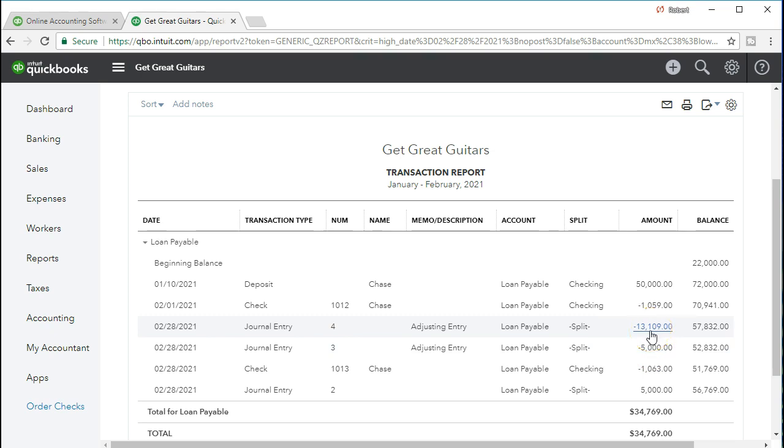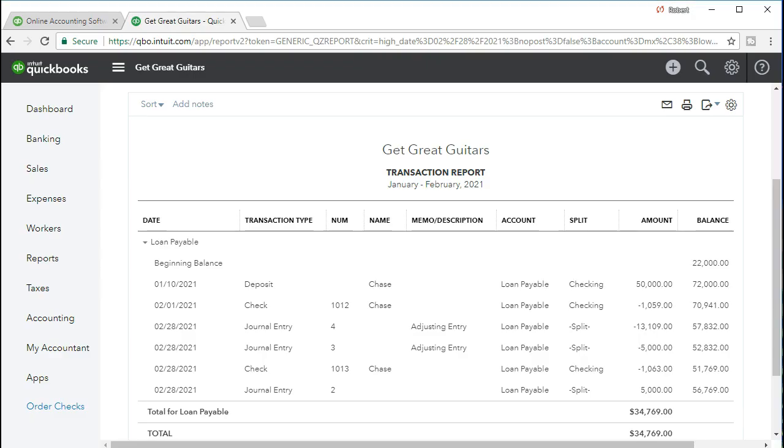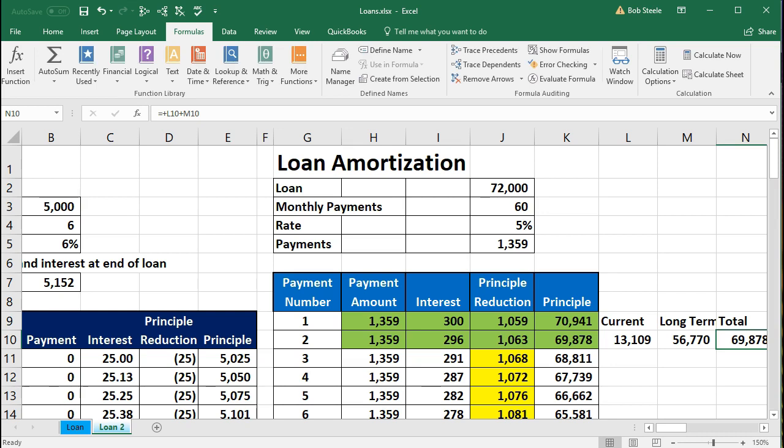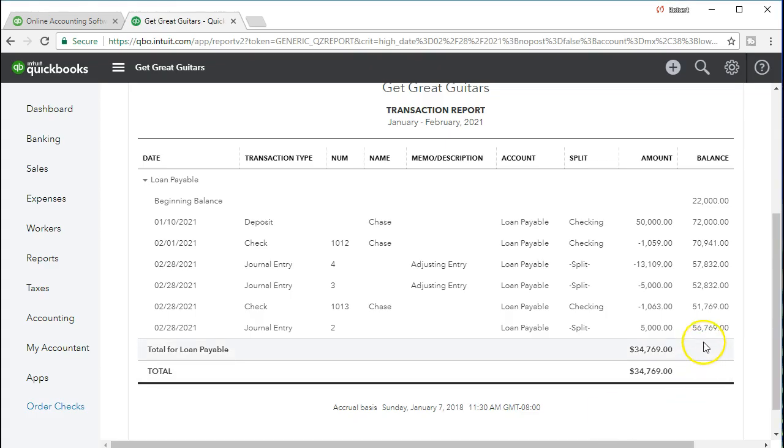All of that, at the end of the day, if we check off all of that and try to figure it all out, we're going to say, well, what should be in there? It's only the long-term portion, that's $69,878. So if we go in here, it should be left with, let me check that. I was wrong on that, sorry. It should be left with $56,770. So if we go back here, $56,769, it's $1 different. That's rounding.